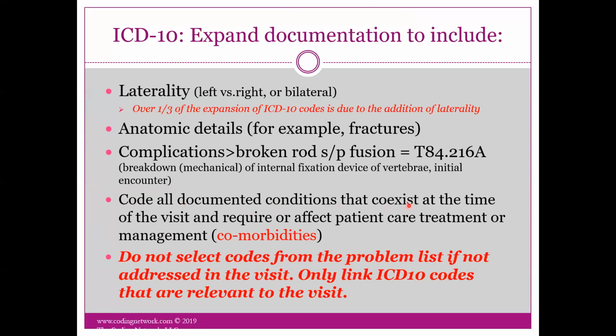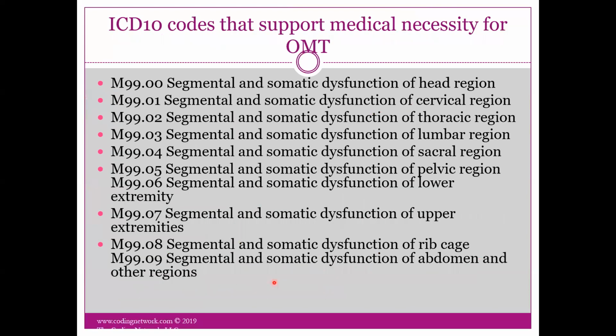Document all conditions that coexist at the time of the visit and require or affect patient care and treatment. So those are your comorbidities. If they're affecting your medical decision-making and therefore the complexity of the service, you want to make sure that you assign an ICD-10 code. Don't select codes from the problem list if not addressed in the visit. I think I already said that. And then here are the typical ICD-10 codes that support your OMTs.